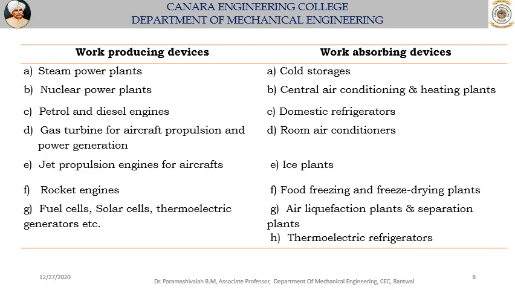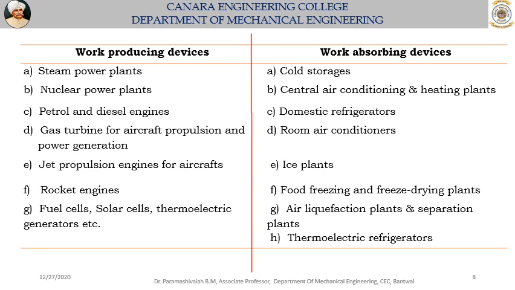Then work producing devices and work absorbing devices. We can classify the devices into two categories. One is the machines which produce work. Then the machines which absorb work. Because when we are talking about energy, there are some machines which absorb energy and produce work.